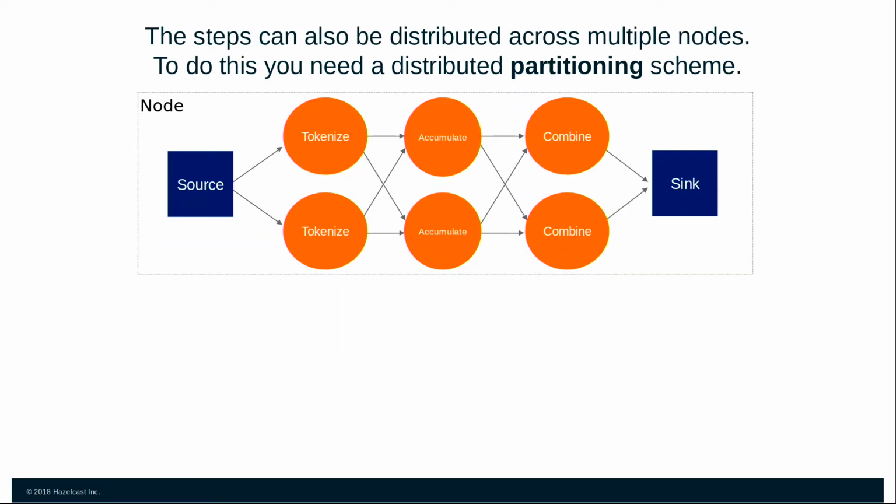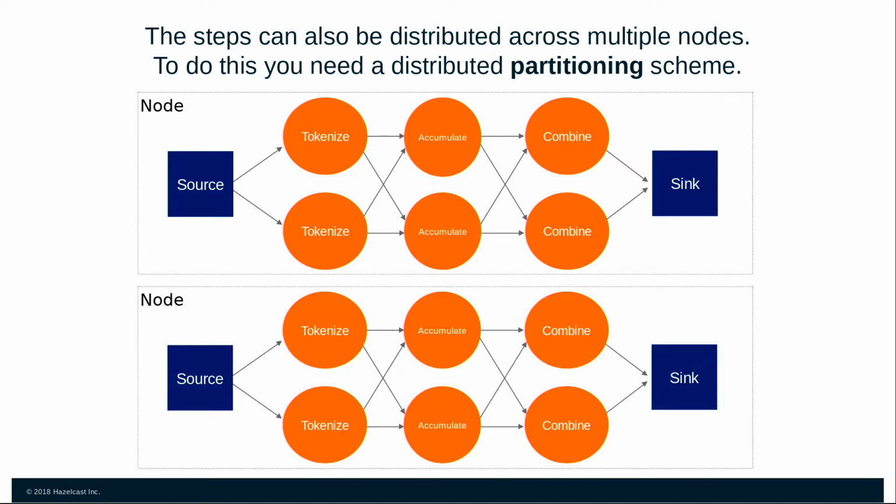Okay, so this is just a single node or a single JVM. What if I need to run this through multiple nodes? What do I need to do? Well, then I need to have a distributed partitioning schema, first of all. And also, I have an additional combination step here. Why? Because I had all this in my previous slide for a single node. But when there are 2 nodes, I need a way to combine the results in each node.